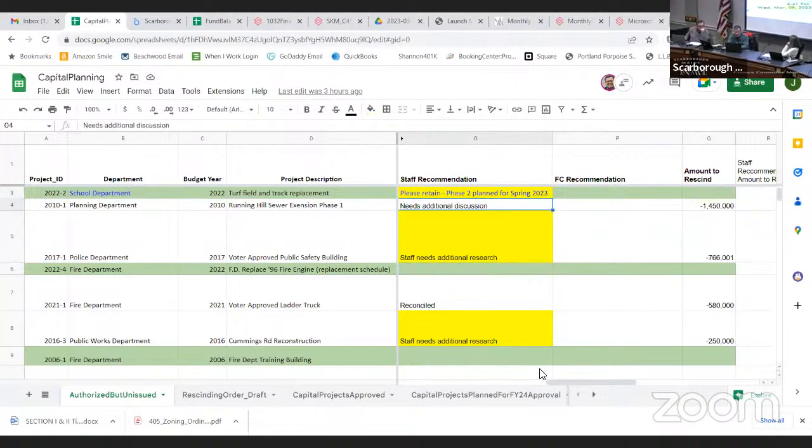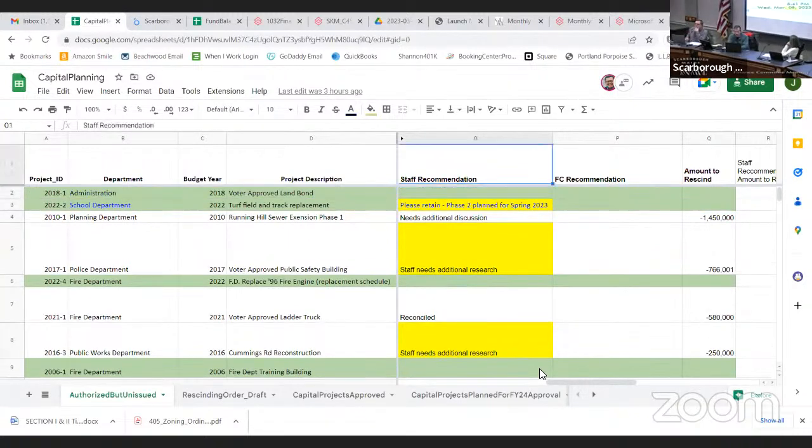And staff has identified some of them in yellow that staff needs additional research. I wanted to note that the school department did update all of their items, and it was very helpful because they identified that this item was funded through an additional budget request in the next year, or we only bonded what we spent. So yes, you can do away with it. But there are at least a handful of things that I wanted to give staff an opportunity to talk to.